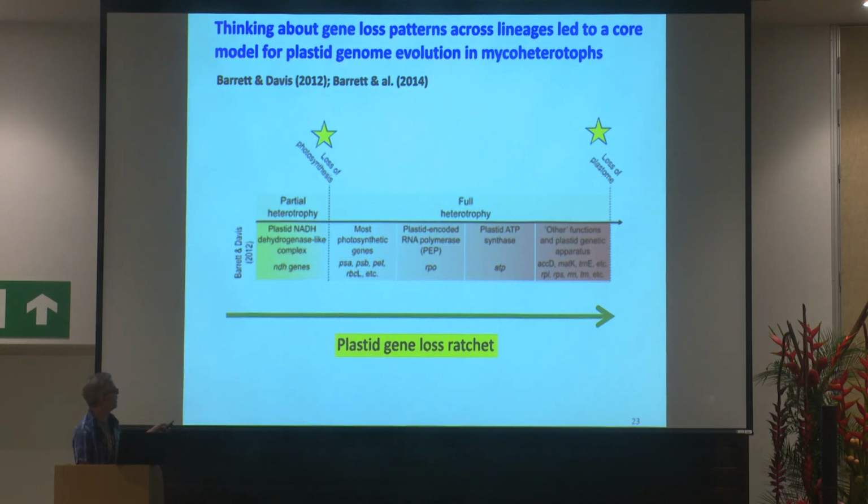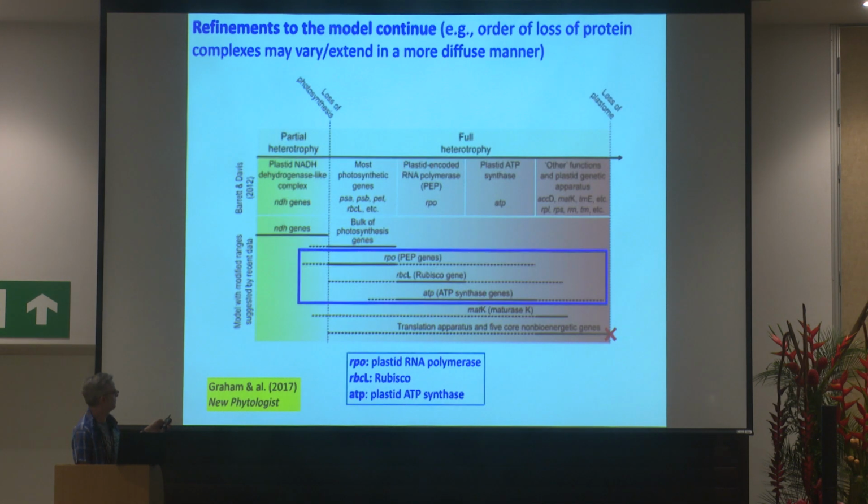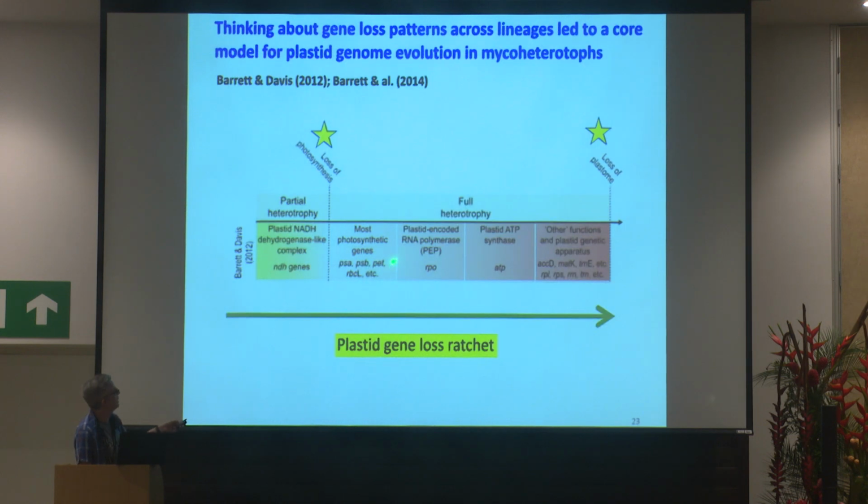You lose most photosynthesis genes, and eventually only a few non-bioenergetic genes are retained, and things like the ribosomal apparatus. The loss might start before the loss of photosynthesis, and it might end up in the loss of the plastome, but we've never seen this in mycoheterotrophs to date.